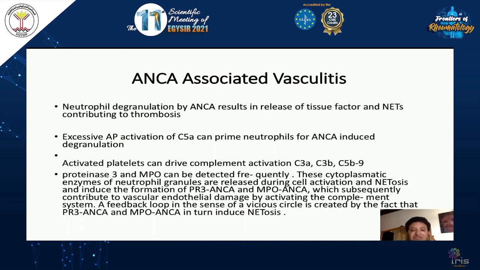A feedback loop in the sense of a vicious circle is created by the fact that PR3 ANCA and MPO ANCA in turn induce netosis. So we have a vicious circle of autoimmunity.